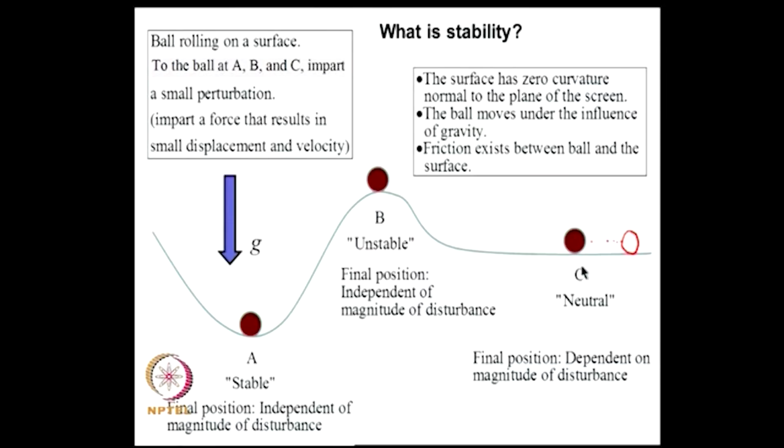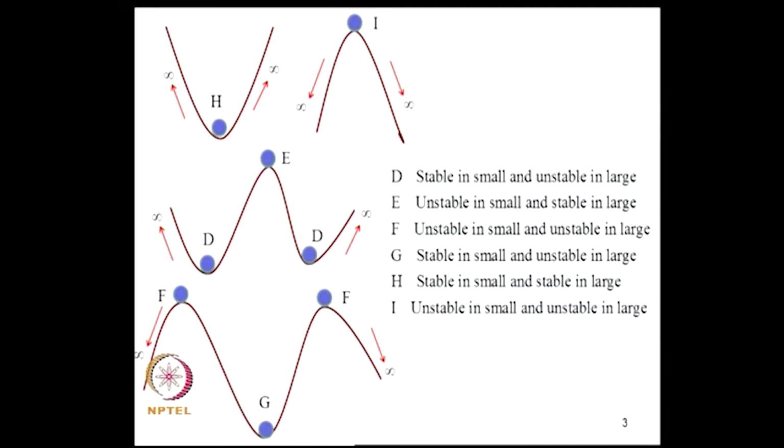We will have to refine these statements. To be able to do that, we will consider more situations. Suppose there is a valley like this which is infinitely deep, so it goes up to infinity in this way, and a ball is placed here. Any perturbation that you give, no matter how large it is, the ball will finally end up here because of the presence of friction. So we say that this position H is stable in small and stable in large.